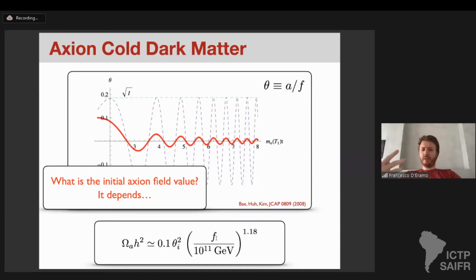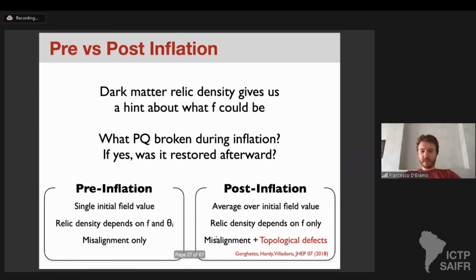So in principle, you can use the observed abundance of axions to infer the value of F just by plugging in the number that you need to reproduce the amount we observe, and also to infer the axion mass, because the axion mass, if you go back to the equation I gave you, was only depending on F, okay? So this is the good news. The bad news is that misalignment is only one contribution to axion dark matter. In this case, there are other contributions known as topological defects.